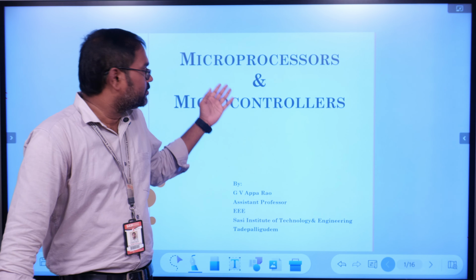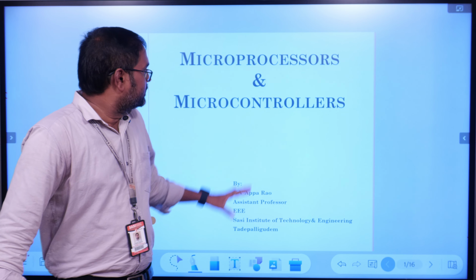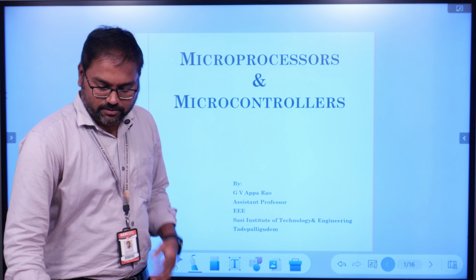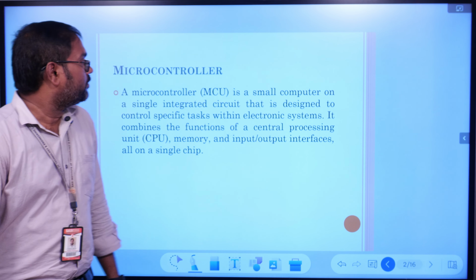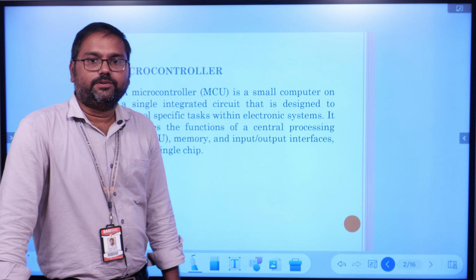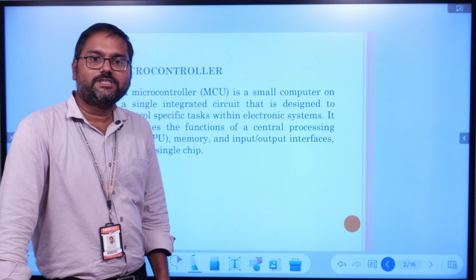Today we are going to discuss Microprocessors and Microcontrollers. This is a course for Triple E students. Today our topic is the microcontrollers. Before going to the microcontrollers, first we should know about the difference between microprocessor and microcontroller.